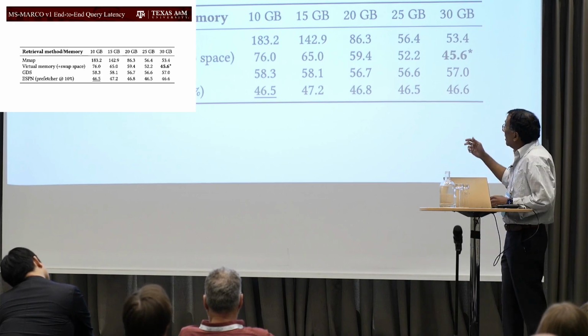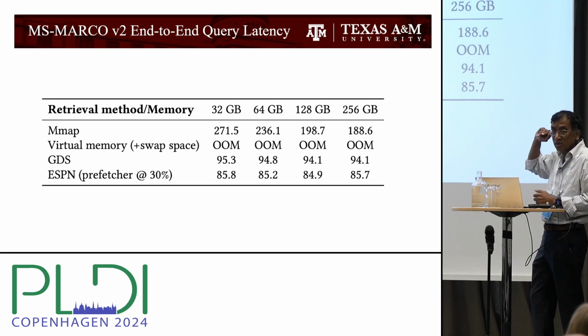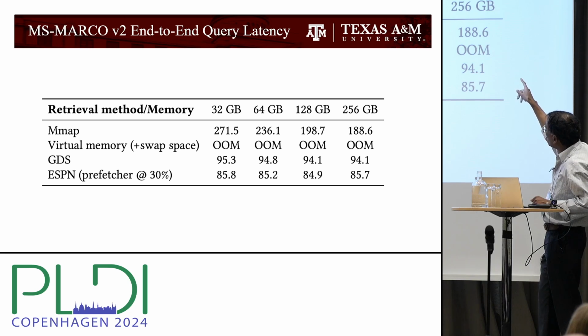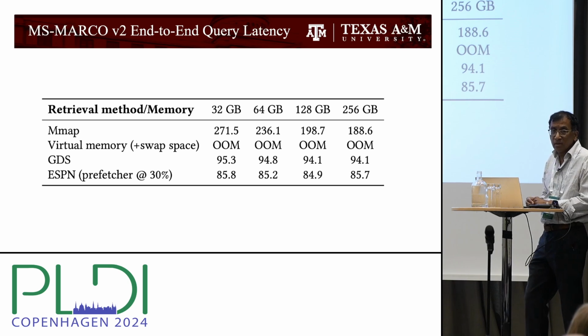Okay? And the story becomes easy to see here. If I have this with the Marco version 2, 256 gigabytes is what you need to store everything in memory, more than 256 gigabytes. And as you reduce the amount of memory, the other approach is basically the things quickly blow up. Whereas with ESPN, we nearly maintain the same latency across different memory configurations.